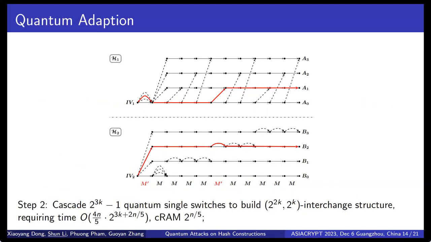And in step two, we use the same method as in step one to build 2^(3k) quantum switches to build the 2^(2k) interchange structure, which means that in H1 we have a list size of 2^(2k) and in H2 we have a size of 2^(3k), requiring time 2^(3k plus 2n over 5) with classical memory 2^(3n over 5).